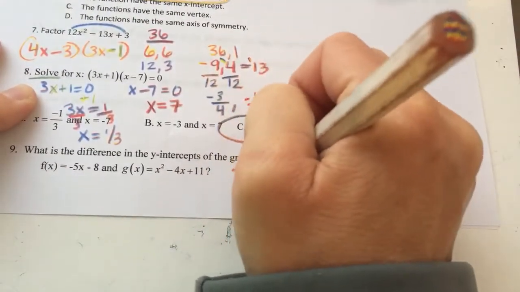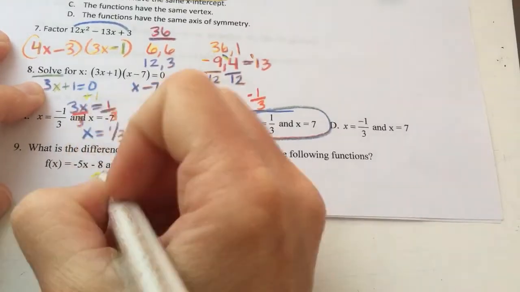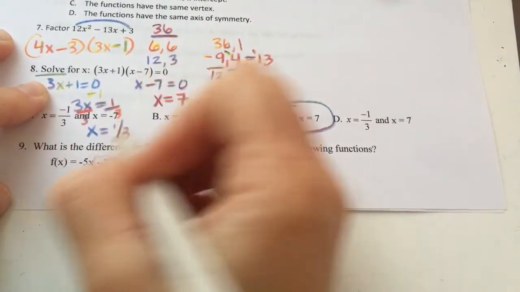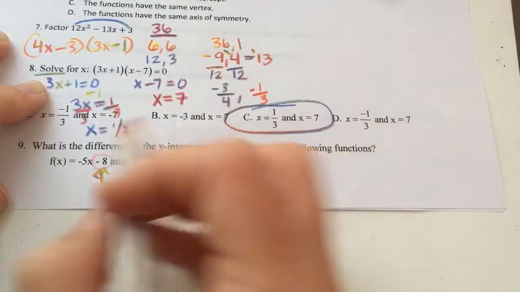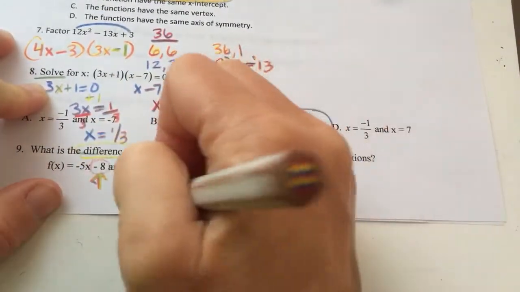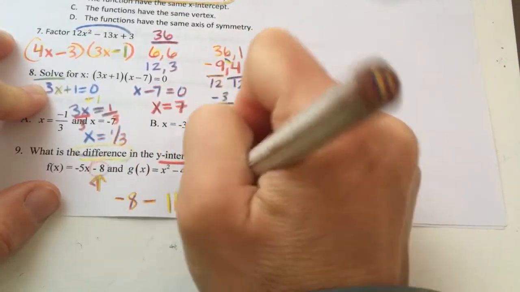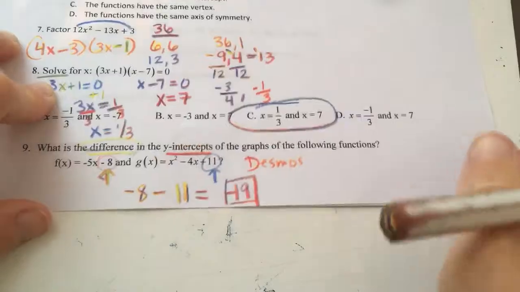Number 9, what is the difference in the y-intercepts of the graphs of the following functions? You could use Desmos if you wanted and find the y-intercepts. I'm going to do it without Desmos because I know that the y-intercept is the one without the x. And difference means to subtract. So I'm going to do negative 8 minus 11, which gives me negative 19.